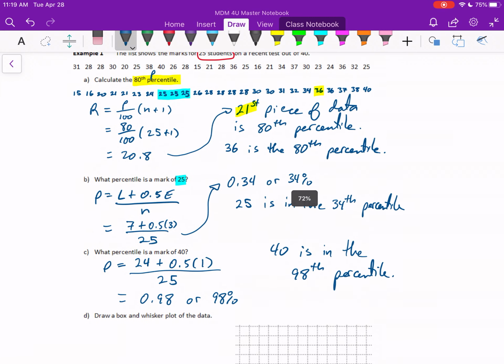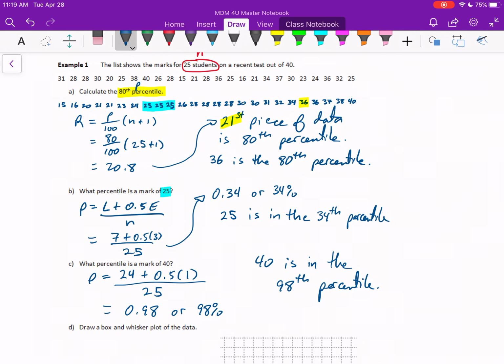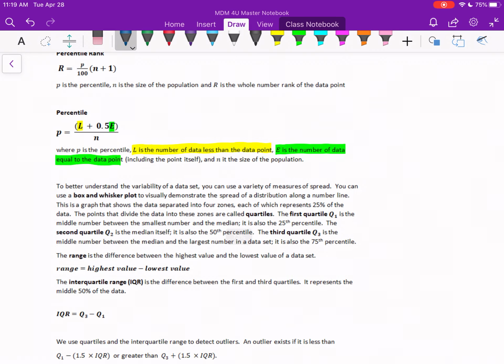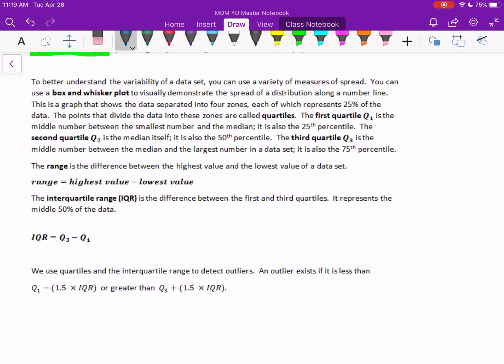So there's a couple of examples on how we can use percentiles. We can either calculate what the percentile is, or we can calculate where a particular number would be to be a particular percentile. Okay, so now I need to go back up to the top to look at some of the other definitions. To better understand the variability of a data set, you can use a variety of measures of spread. You can use what's called a box and whisker plot. That's a good one to visually demonstrate the spread of data along a number line. So this one gives you a good idea just at a glance of what something looks like.